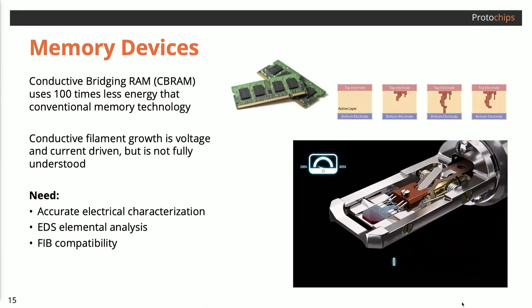This filament growth isn't really well understood, and researchers at the University of Grenoble wanted to control, characterize, and observe this filament growth on a nanoscale device. To do this, they needed very sensitive electrical measurements, while also being able to map the elemental composition and chemical migration across the device while it was being operated. To make it even more complicated, they needed to create a site-specific sample that they could attach to the E-chip contacts using focused ion beam lift-out techniques.